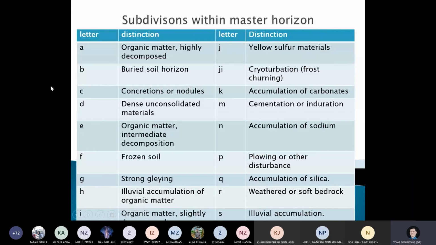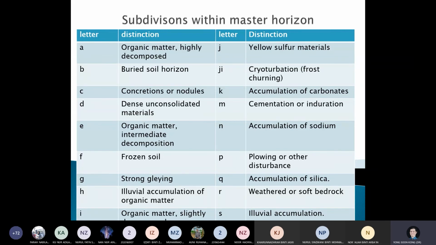To describe these different characteristics due to different conditions and different scenarios of weathering, they will be represented by small letters. Just now the master horizons were capital letters, remember? In order to have the subdivision, they're usually paired with a small letter like this one, A, B, C, D, E, until now you can see that there are more letters coming in. But you know the idea, most of these letters are used to define the small differences between these master horizons.